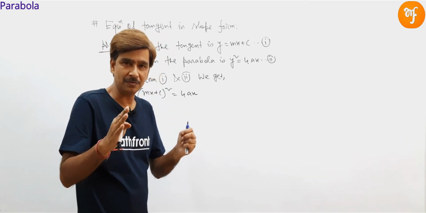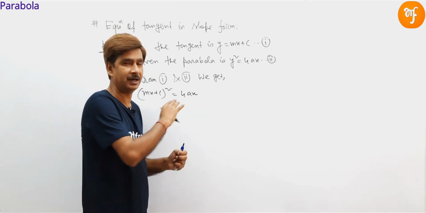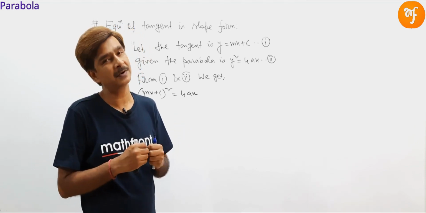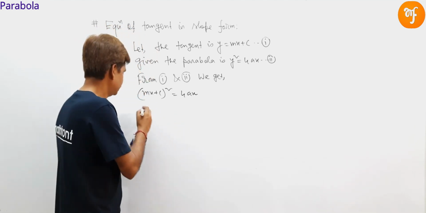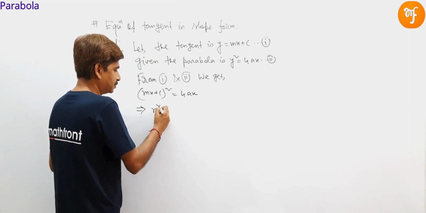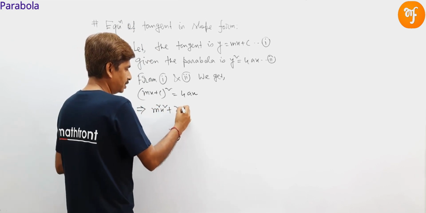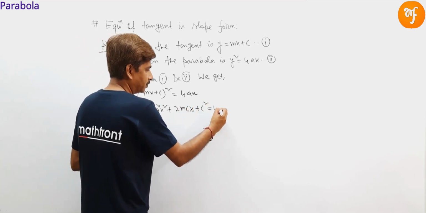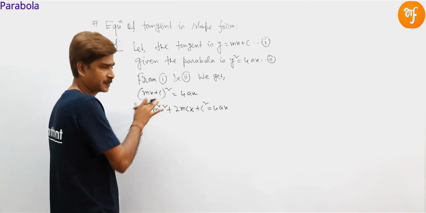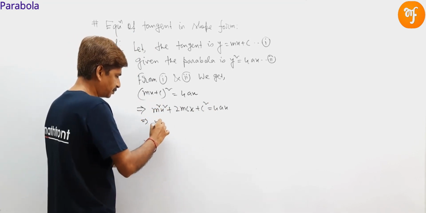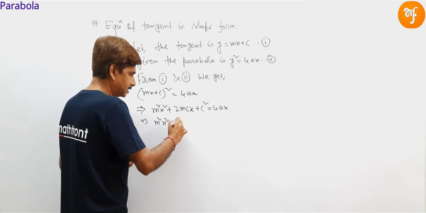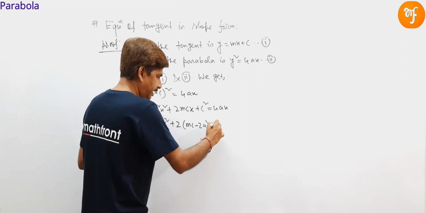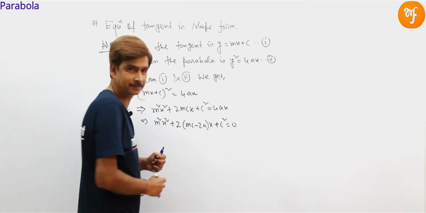And for this, we can say the discriminant of these quadratic equations will be 0. And this discriminant equal to 0 is the condition of tangency. Okay. So, writing m square x square plus 2mc into x plus c square is equal to 4ax. Okay. Just we expand it. In the next step, we can write m square x square plus 2 into mc minus 2a into x plus c square is equal to 0.